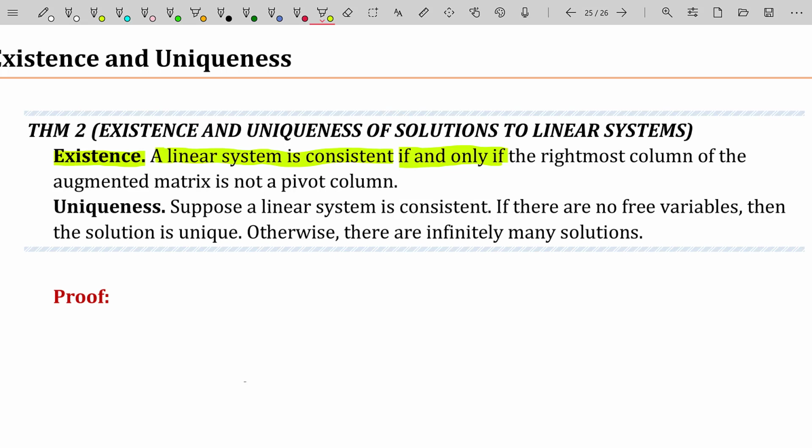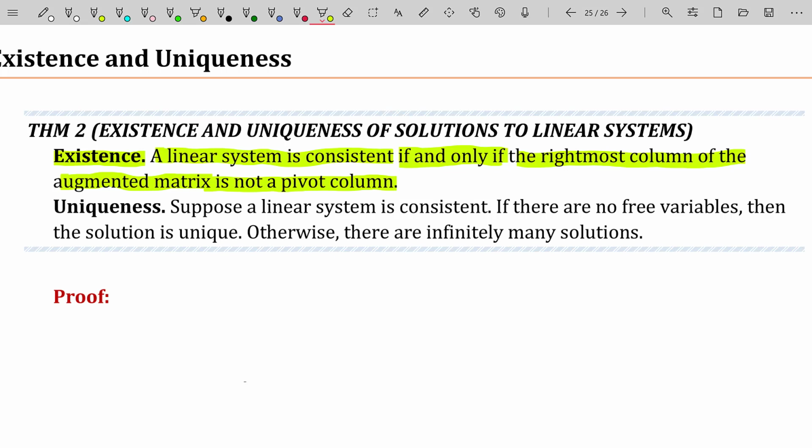So a linear system is consistent if and only if the rightmost column of the augmented matrix associated with that linear system is not a pivot column. And of course, prior to this video, you should be pretty familiar with pivots and pivot columns for echelon forms, or for basically augmented matrices of linear systems.